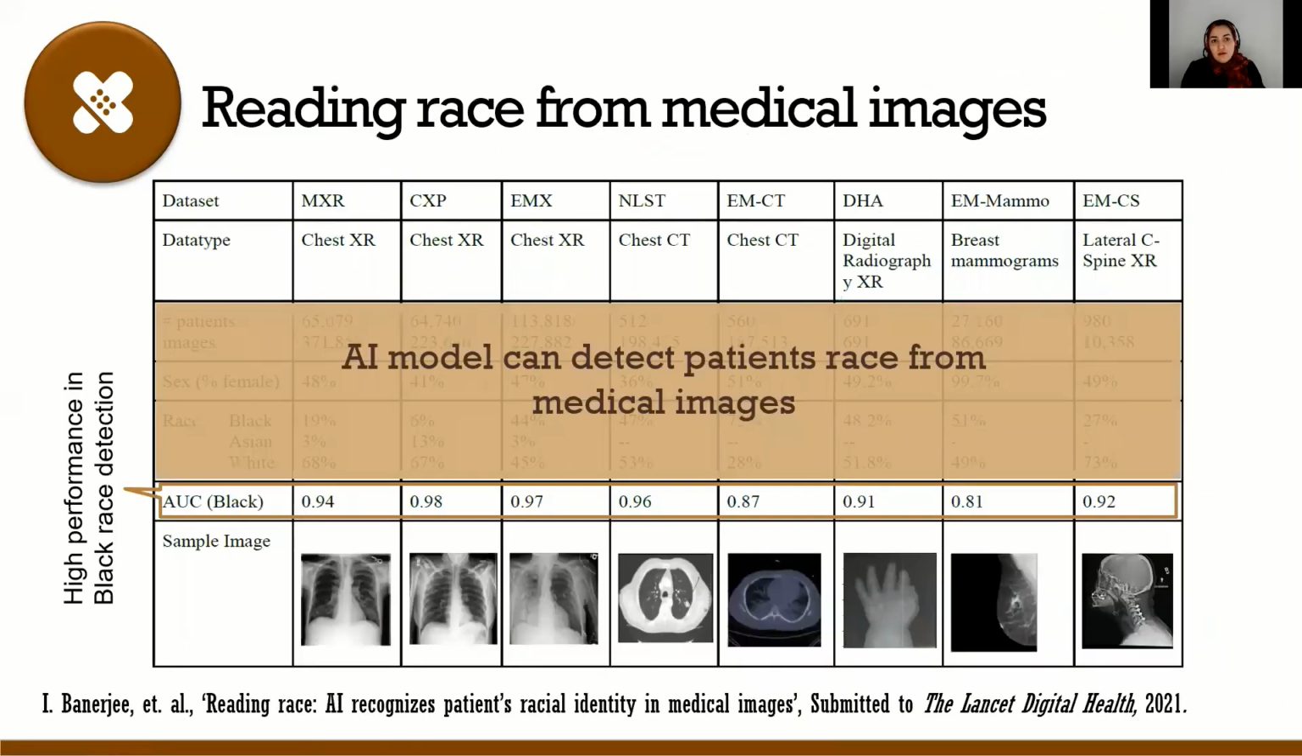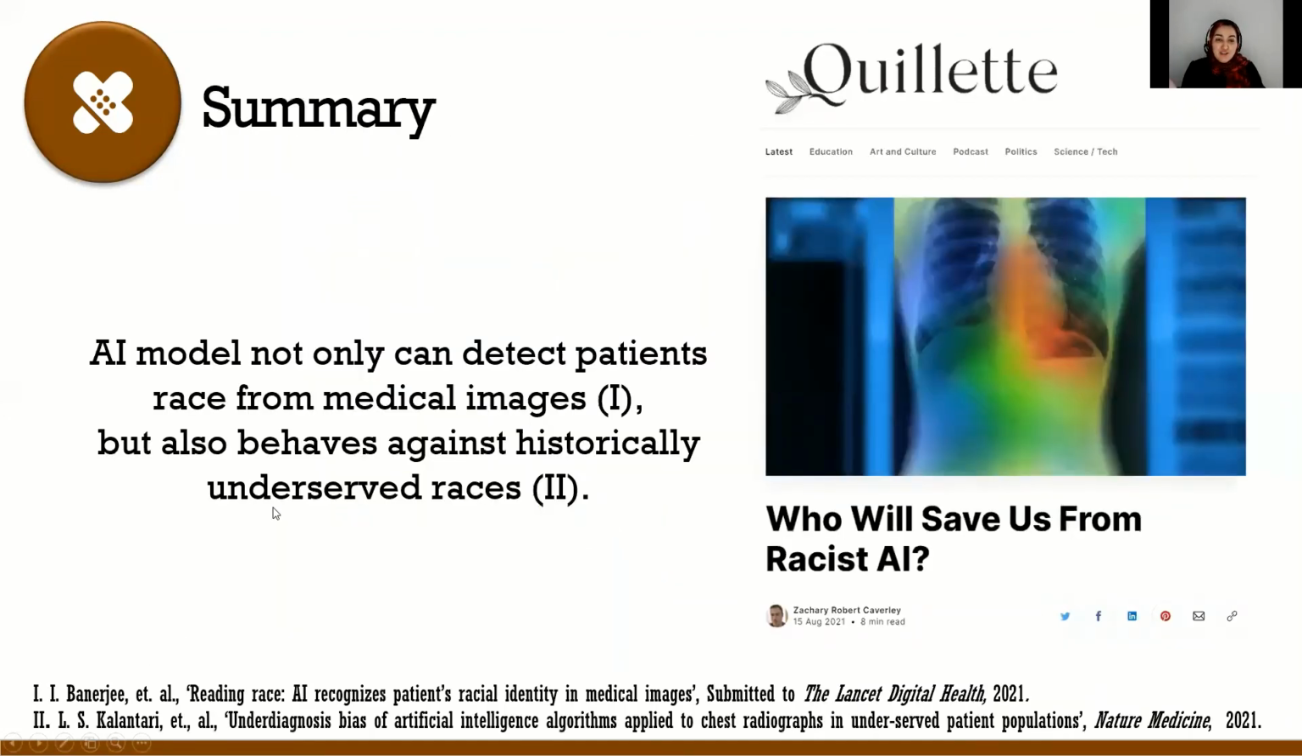So we were wondering why this is happening. To answer this question, we check if an AI model can detect patient race from medical images. And surprisingly, across different datasets and different imaging modalities, they were able to find the race of the patient just by looking at medical images with very high performance. Therefore, we are in a situation where an AI model not only can detect patient race from medical images, but also behaves against historically underserved races.